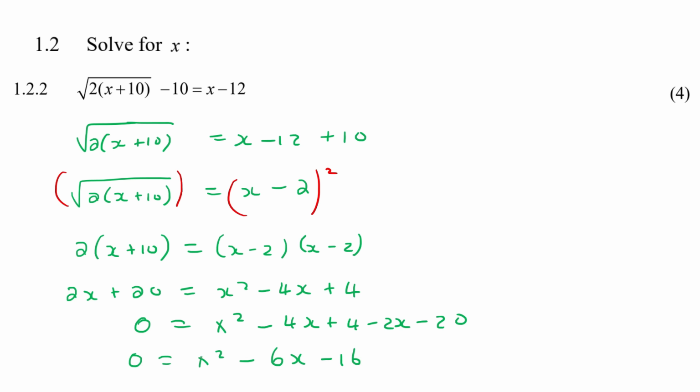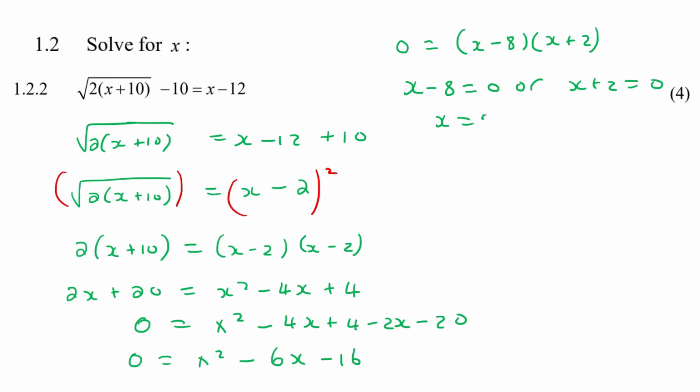Okay, now this can factorize, but if you wanted to at this point, you could use the quadratic formula. But this can factorize into x take away 8 and then x add 2. Because minus 8 plus 2 gives you minus 6. And then minus 8 times 2 gives you minus 16. And so then we can say that x minus 8 is 0, or x plus 2 is 0, so therefore x is 8, or x is minus 2.